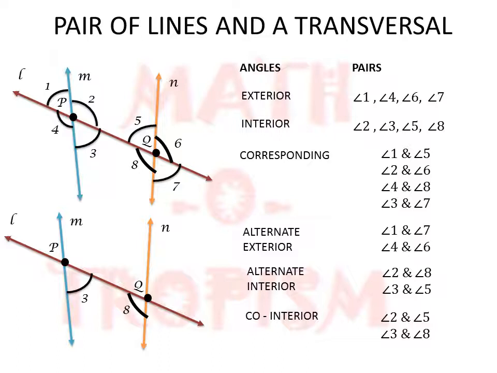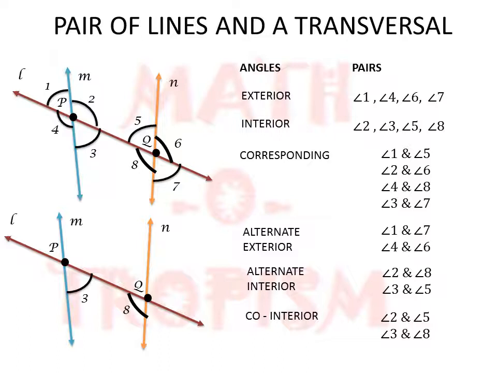Just remember to identify which is the interior of the line, which is the exterior of the line, which is above the transversal or below the transversal, or right to the transversal, left to the transversal, and with respect to the lines also, whether it is on the right, left, above or below. Accordingly, we just need to remember the terms. Corresponding means both at the same position of above and below, or right and left.